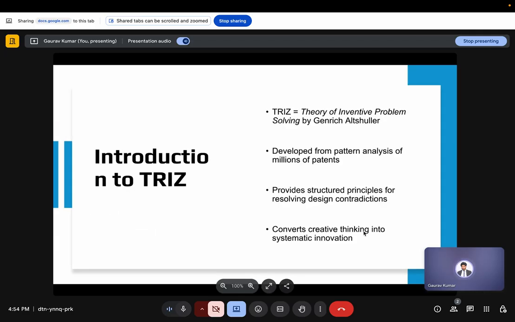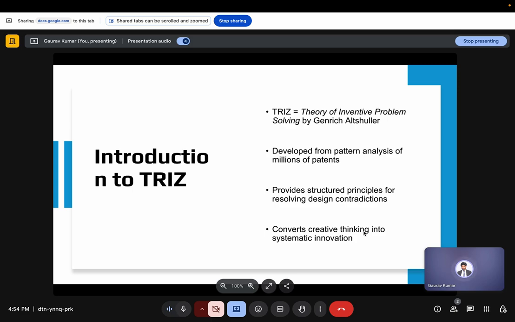So the first one is the introduction to TRIZ. TRIZ is the Theory of Inventive Problem Solving, which systematizes inventions by analogy patterns from vast patent corpora. Altshuller argued that inventive problems repeat and can be resolved via general principles.